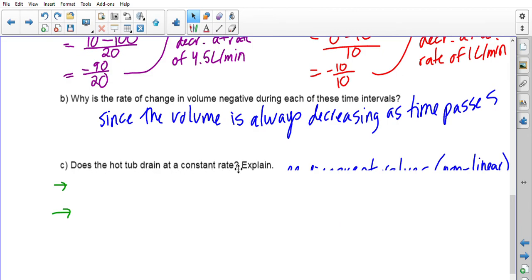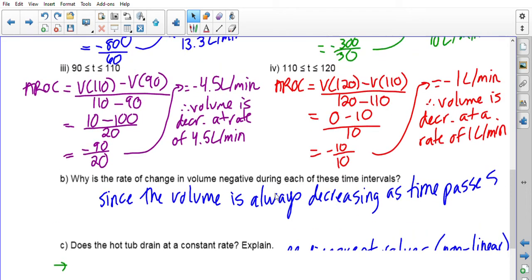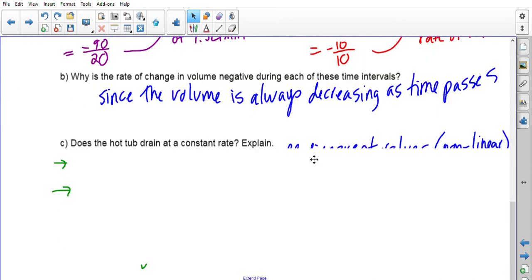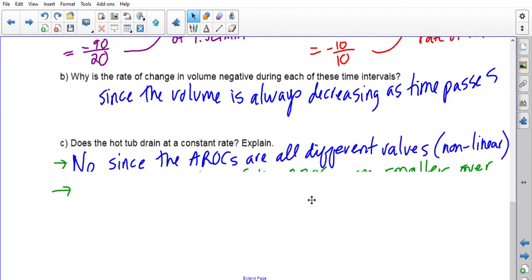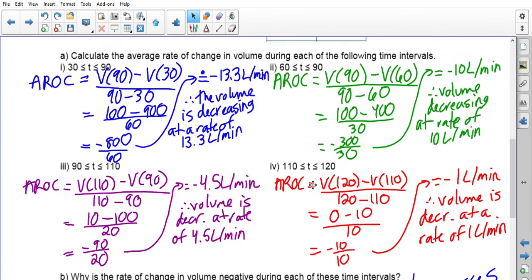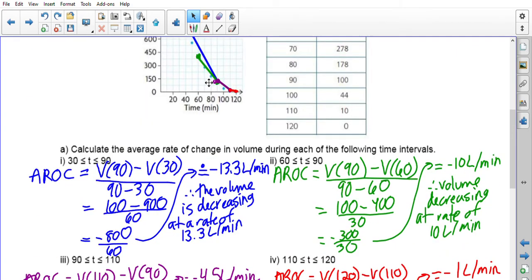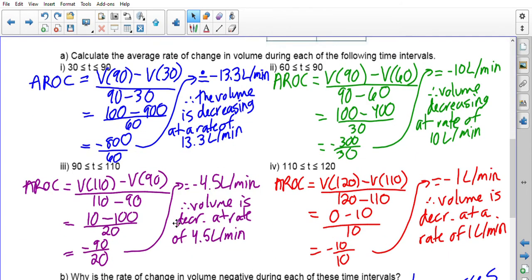Does the hot tub drain at a constant rate? Explain. Based on our calculations here, definitely not. We didn't get any of the same numbers. No, since the AROCs are all different values, therefore non-linear. Okay, so obviously we can see that from the graph, but a lot of this unit is how can we take calculations of numbers? So how can we take AROCs to make conclusions, sometimes without the graph?